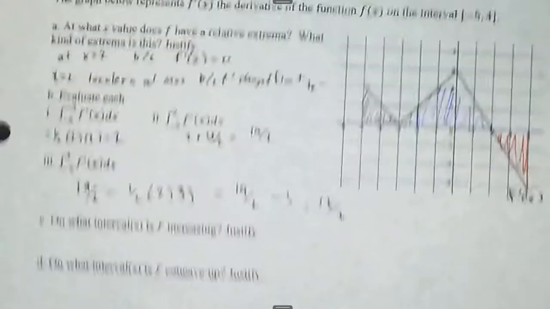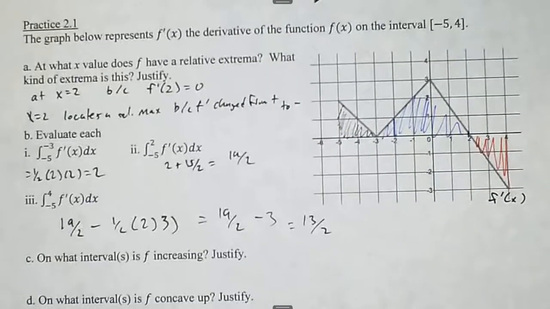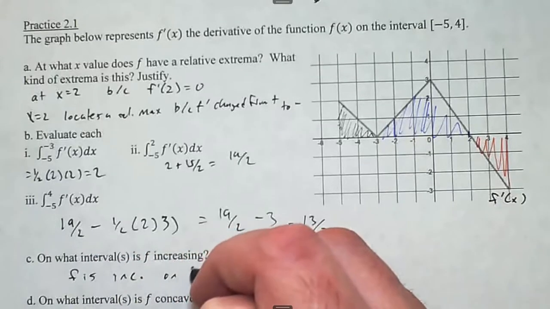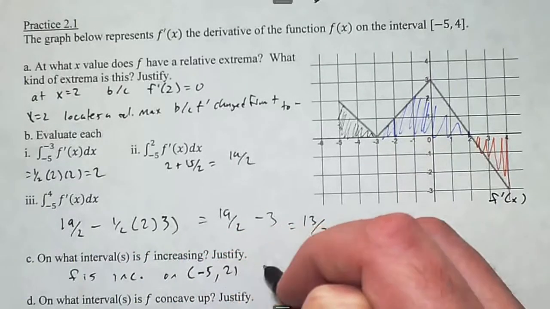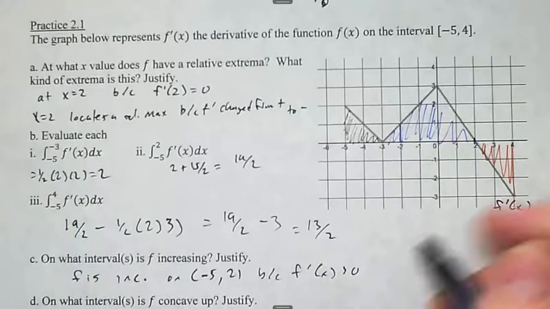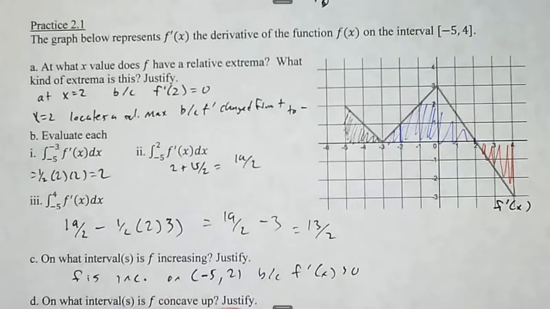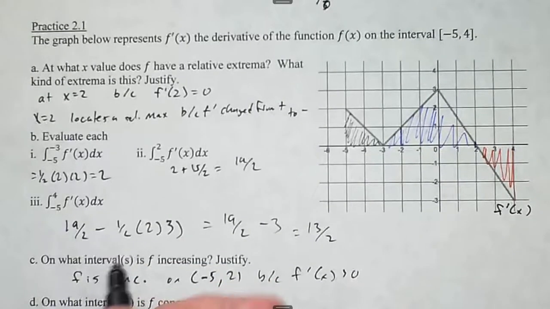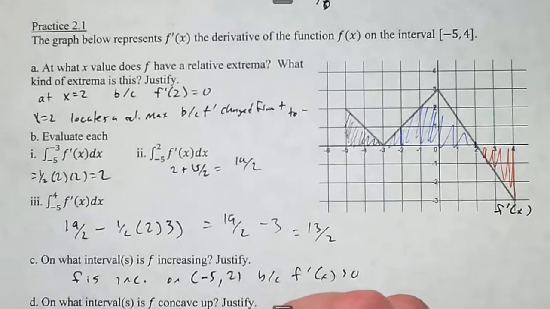On what intervals is f increasing? Well, f is increasing on the interval from negative 5 to 2 because f prime of x is greater than 0. On what interval is it concave up? Concave up means the derivative is increasing. So that would be on the interval from negative 3 to 0, because f prime is increasing.